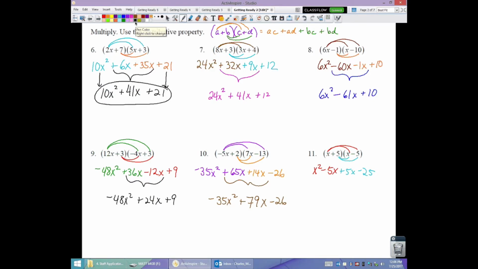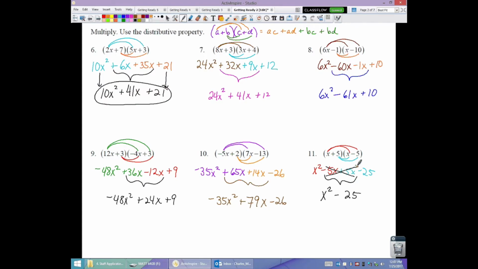Now something a little different, a little special happens here. These two middle terms, which are alike, negative 5x and 5x, those are like terms, they cancel each other. It becomes 0x. And we never write 0x, that's unnecessary. So these are canceled, and we just have x squared minus 25.